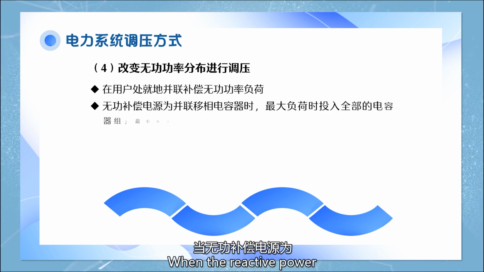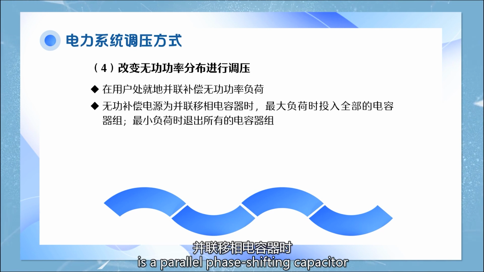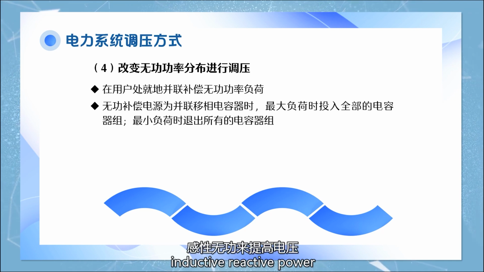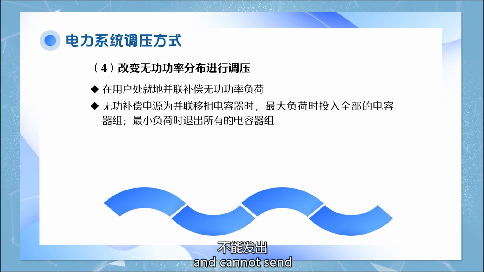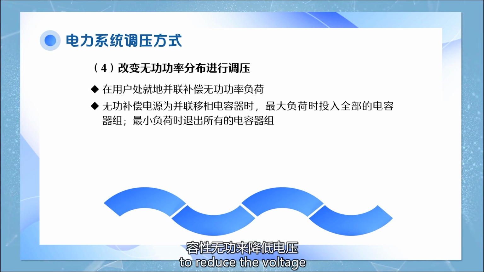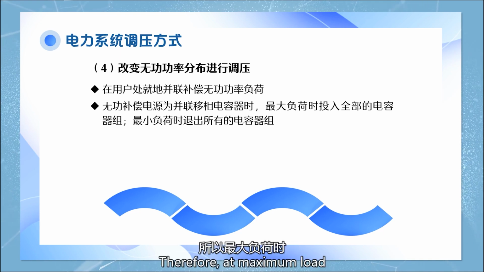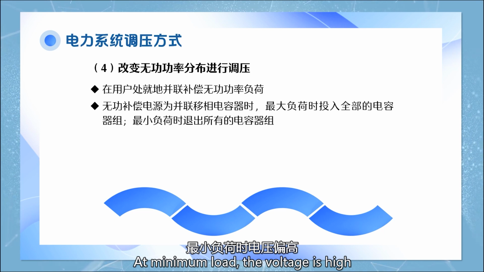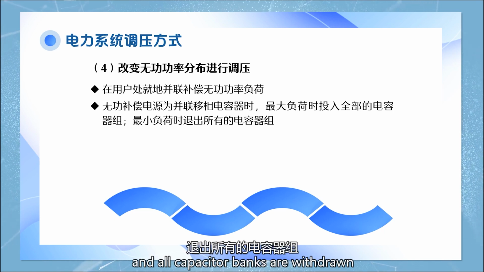When the reactive power compensation source is a parallel capacitor, the capacitor can only send capacitive reactive power to increase the voltage and cannot absorb reactive power to reduce the voltage. Therefore, at maximum load, the voltage is low, and all capacitor banks are put into use. At minimum load, the voltage is high, and all capacitor banks are withdrawn.